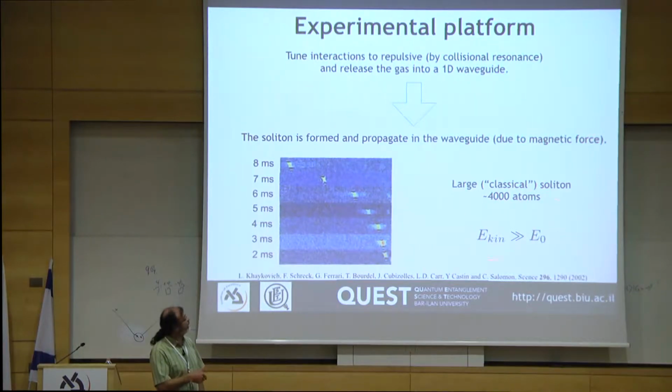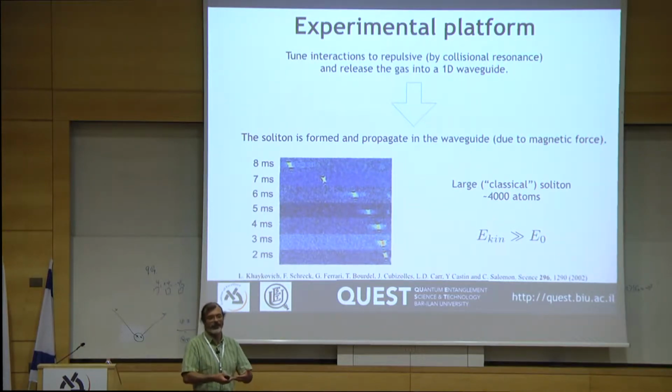So the point here is that the kinetic energy is much larger than the binding energy of the soliton. If this object does not spread, its life is within the waveguide, which means that there is a bound energy. So it's bound, and it has a binding energy. But once the kinetic energy of this object is much larger than the binding energy, then we are in a classical regime from our point of view.